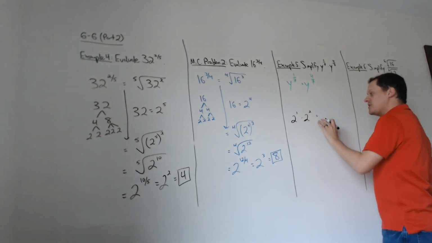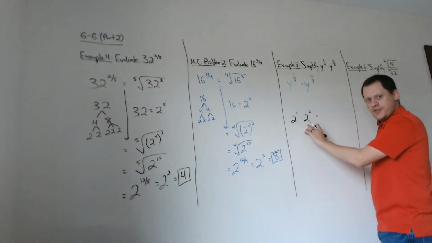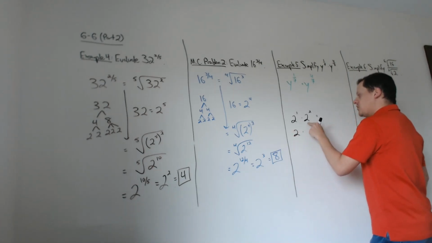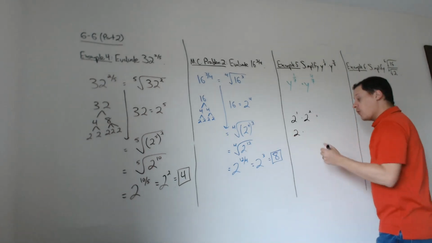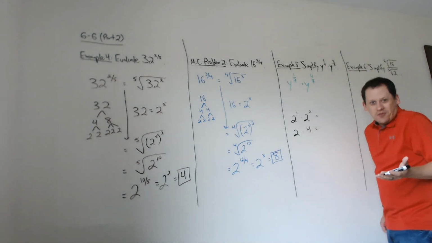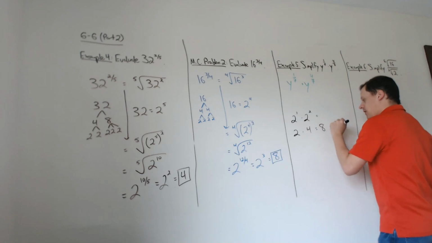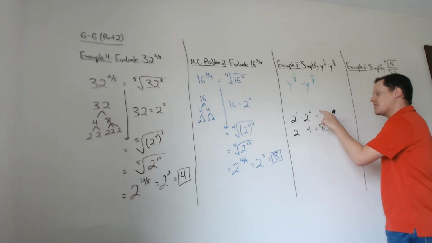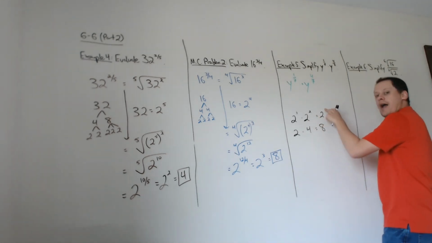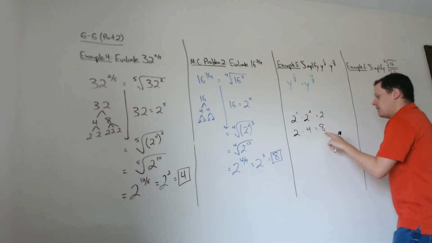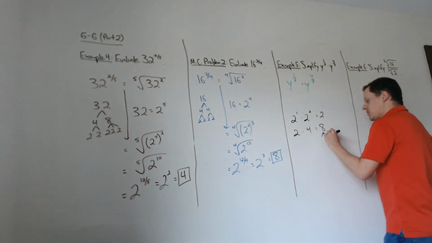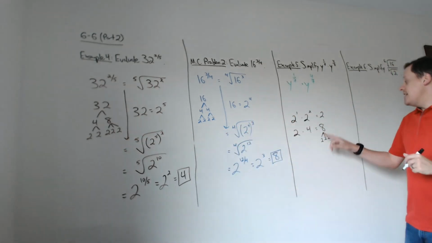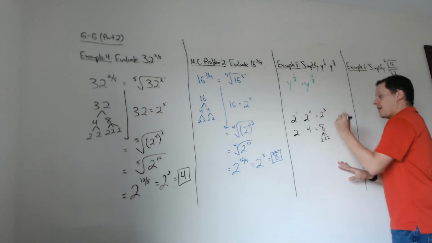So 2 to the first times 2 to the second. Let's figure out what each of these numbers is. 2 to the first power is just 2. 2 to the second power, that's 2 times 2 is 4. 2 times 4, that's 8, right? But what is 8 in terms of 2 to some power? Like, 8 is 2 to some power. What is that exponent? Well, 8 is 2 times 2 times 2, right? That's what we determined over here. 8 is 3 2's. So this is 2 to the third power.